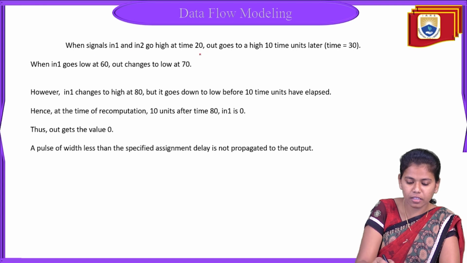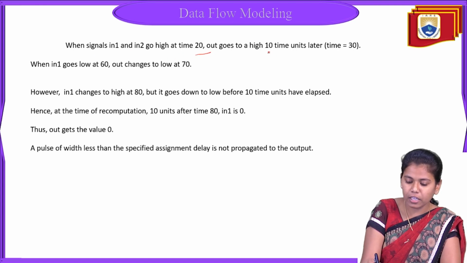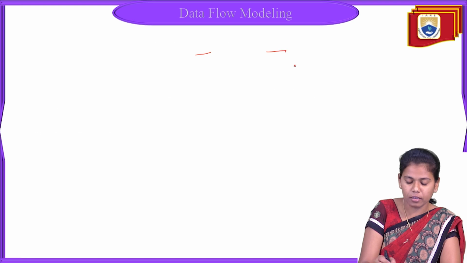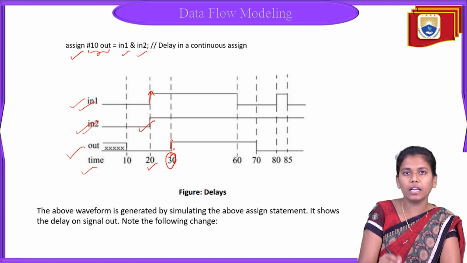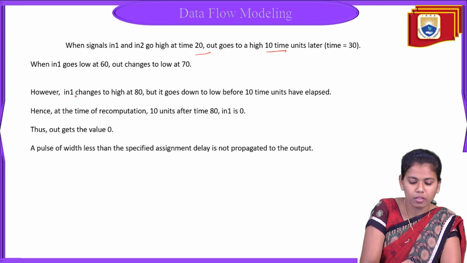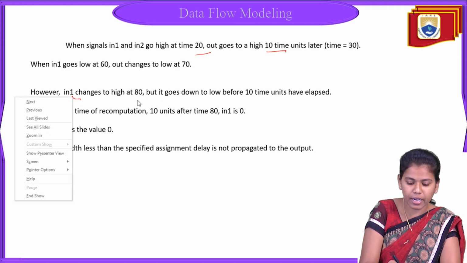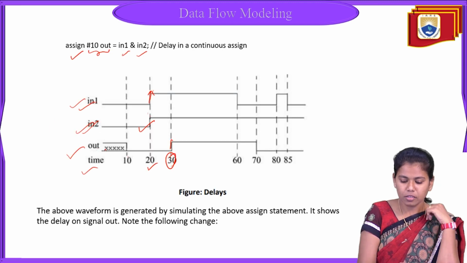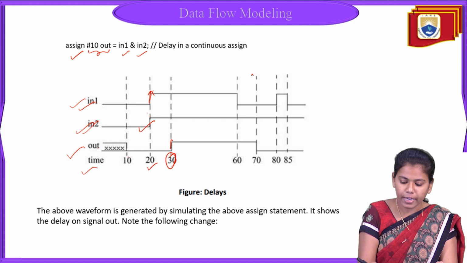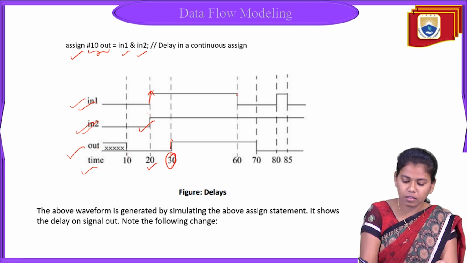When signal 1 and signal 2 go high at 20 nanoseconds, the output goes high 10 time units later, isn't it? So in1 and in2 change at a 10 nanosecond difference, around 20 nanoseconds, but my output goes with a delay of 10 nanoseconds. Input 1 changes at 80, and it goes before 10 time units. The input value is processed again, coming down at 60 nanoseconds, and again it takes a break, and at 80 nanoseconds with a 10 time unit delay.